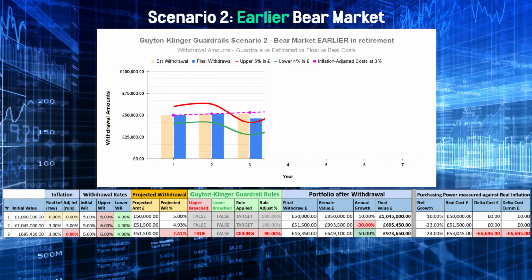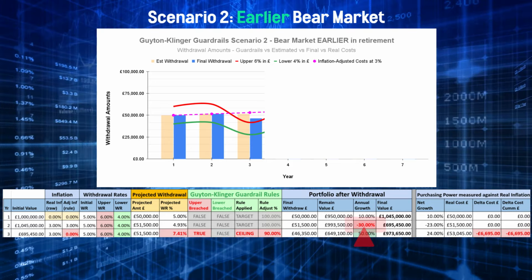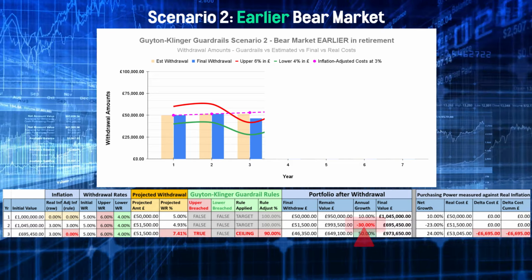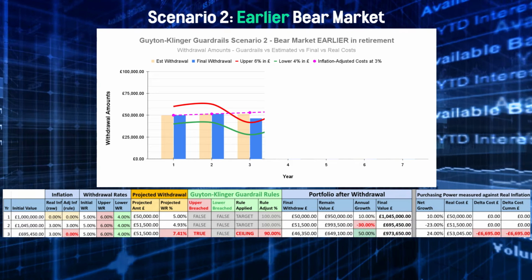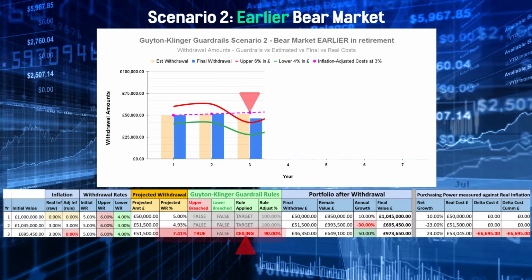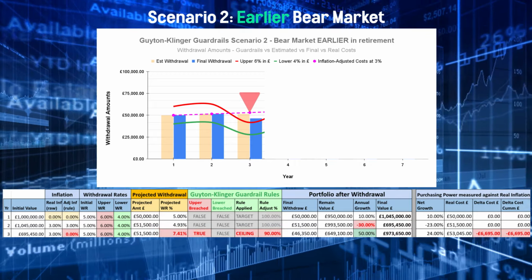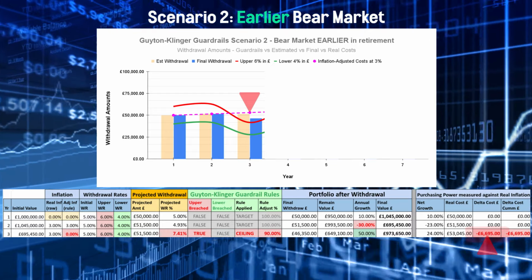These demonstrate the Guyton-Klinger decision rules in action. Now, let's briefly look at the second scenario. The primary difference? The bear market hits earlier in retirement, resulting in a 30% portfolio loss in year 2. So let's see how Guyton-Klinger handles sequence of returns risk. No surprises, we immediately hit the upper guardrail threshold, and take a 10% pay cut. In real terms, this translates to a spending cut of £6,700 in real terms.